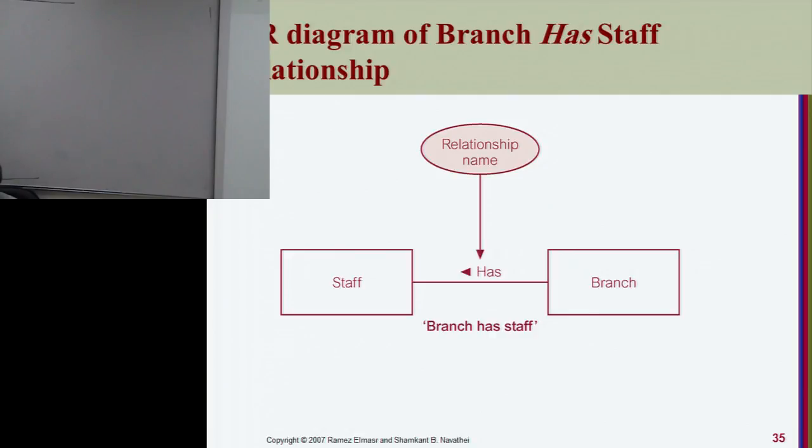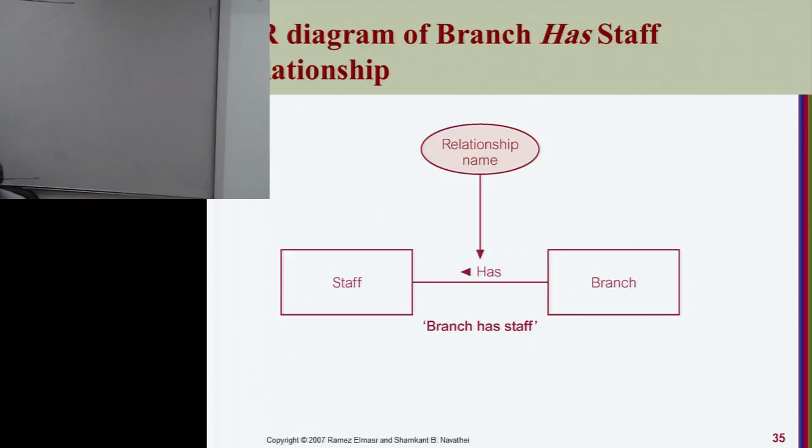The branch has the staff. Staff works for a branch. That's something different. So since I used the word "has" to label the relationship, to give a name for the relationship, we need to be very specific about the direction, how to read the sentence.